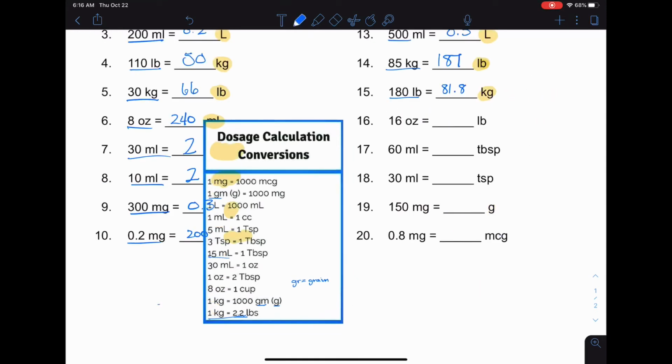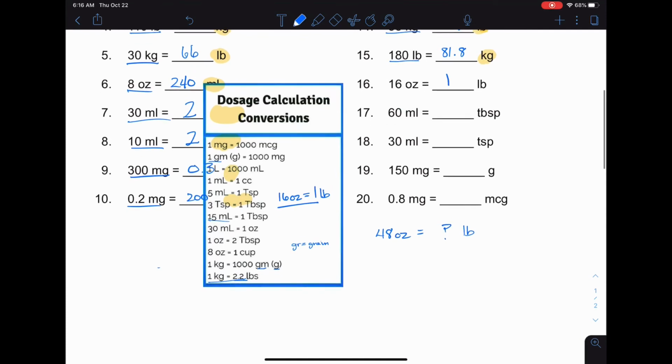Number 16. 16 ounces is equal to how many pounds? Well, if you look over here on our chart, it's not there. So I'm just going to tell you that 16 ounces is equal to 1 pound. So the answer there is 1 pound. But we're going to do something here. Let's change it up a little bit. Let's say we're going to go 48 ounces equals how many pounds?